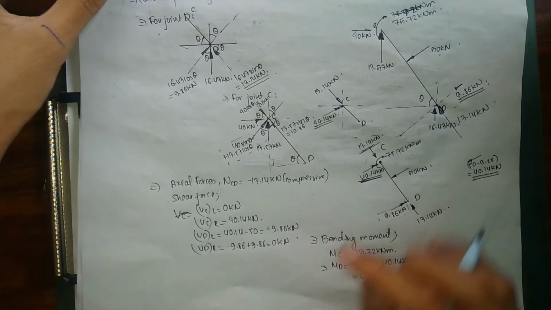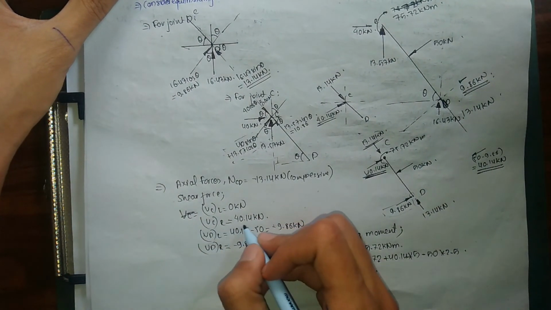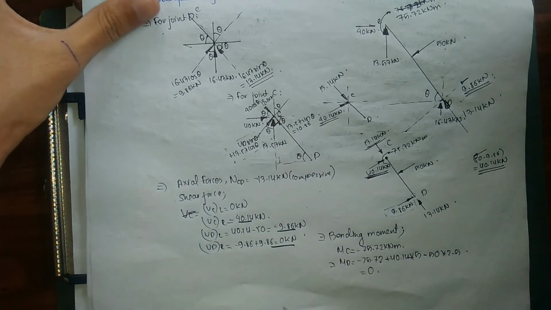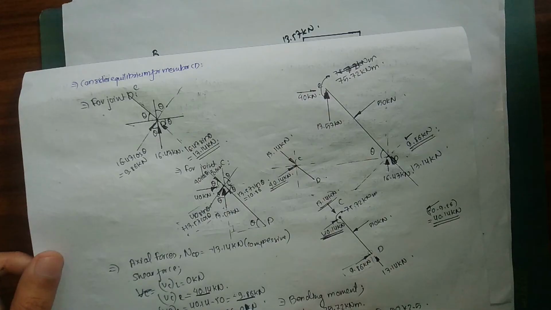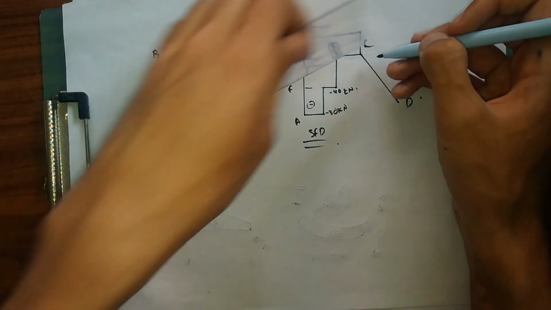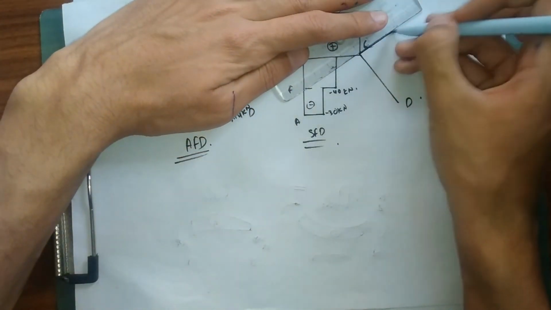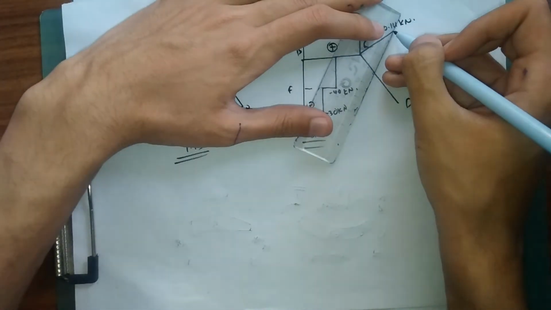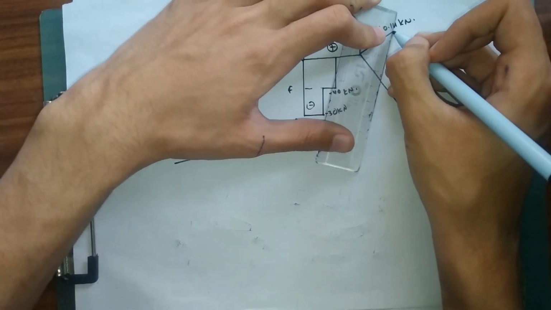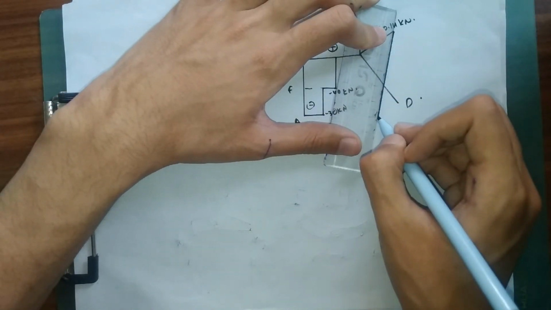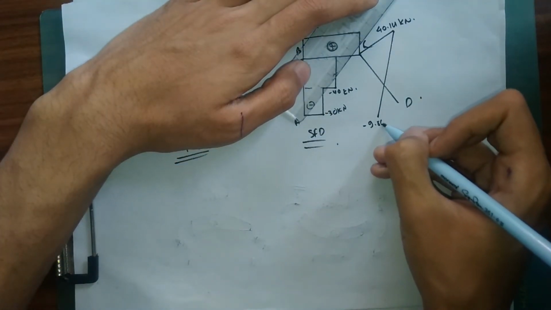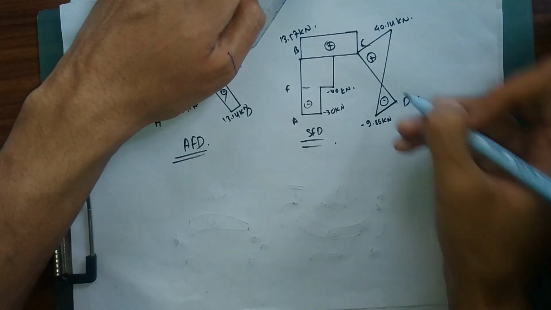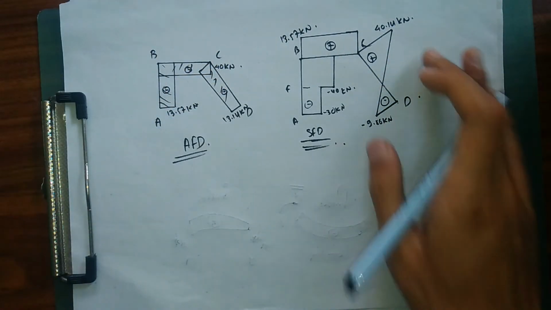So for our member CD, we found our shear force to be 40.14, minus 9.86, and finally 0. So for our C, we have 40.14 kilonewton, and it decreased, and the shear force got 0 somewhere until for our point D it was minus 9.86 kilonewton, until it became 0. Positive, negative. This is my shear force diagram for my member CD as well.